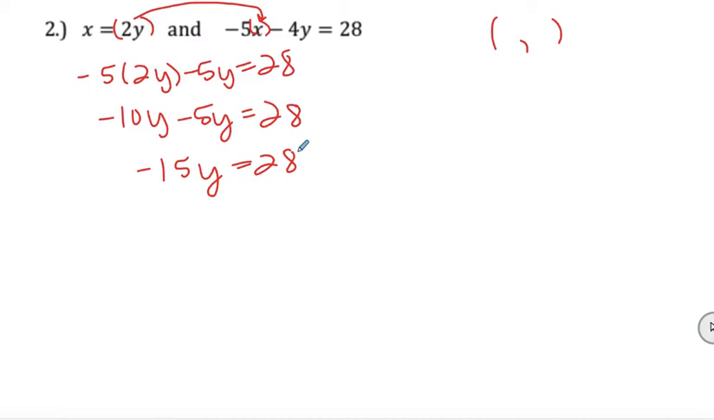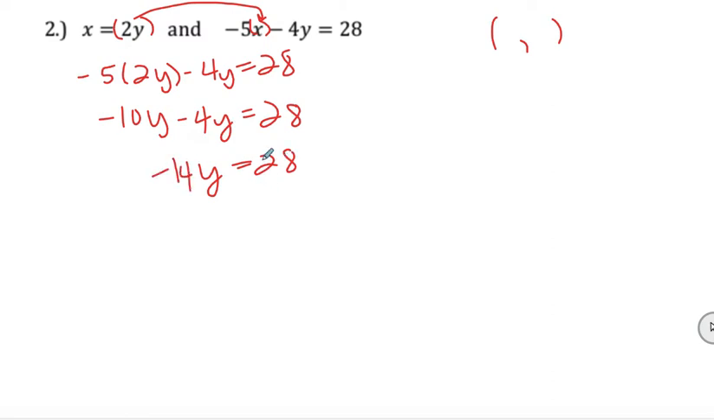Oh, I see my mistake. Okay, so immediately up here, this 5 should have been a 4. Now this is going to work out a little bit better. This 4 needs to be here and here. And now negative 10 and negative 4 is negative 14.